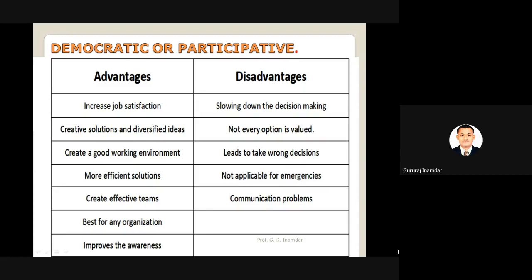Not applicable for emergencies. Why? Because in an emergency there is nothing but the minimum time, but this is a time consuming process. Democratic, okay, democratic.